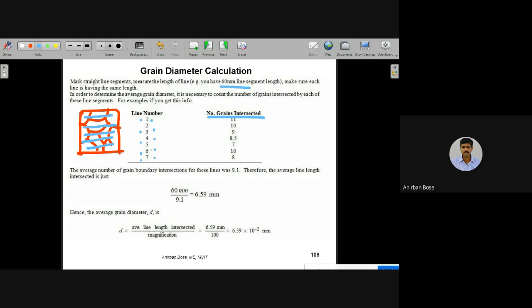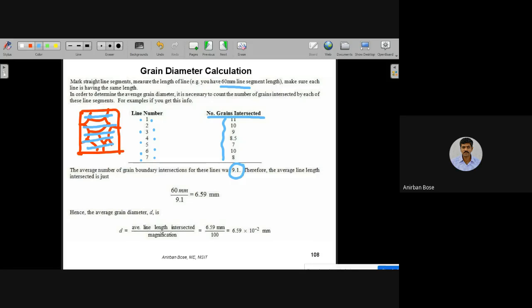So all the lines are of the same length of 60 millimeter, and you just count the number of cuts in the grain boundaries. Here in the first line you can see there is 1 cut, another cut, so 2 cuts. So you write 2 in that way. From a structure you note down the number of grains intersected, and then you find the average of this number. Since all the lines are the same, the average will be simply the average of all these numbers. So it has been observed, say, 9.1 is the average.